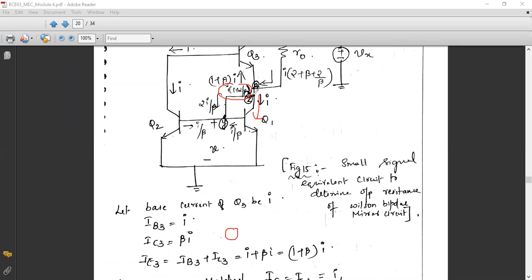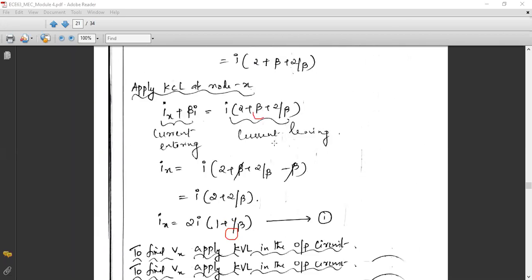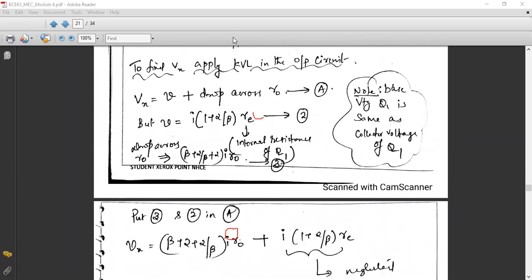The total current entering this particular node is that. This is the total current entering this node, because I want to multiply this particular current into the overall resistance, so I will take it as RE. The equivalent resistance, I will take it as RE. Okay. So RE multiplied by I into 1 plus 2 by beta. That will be the voltage drop across the transistor Q2, okay, or Q1, which is renamed as V.